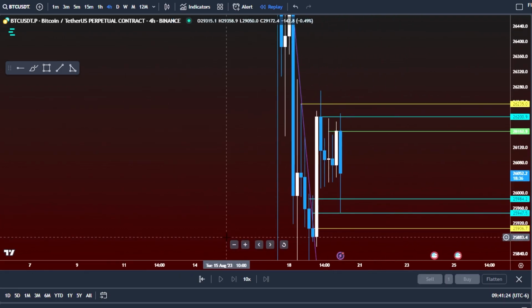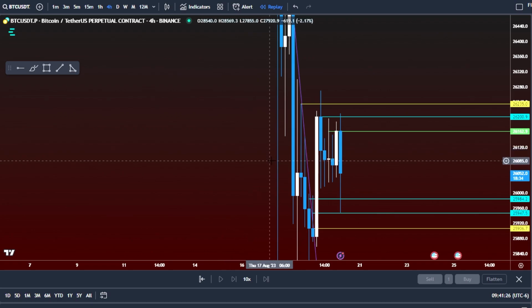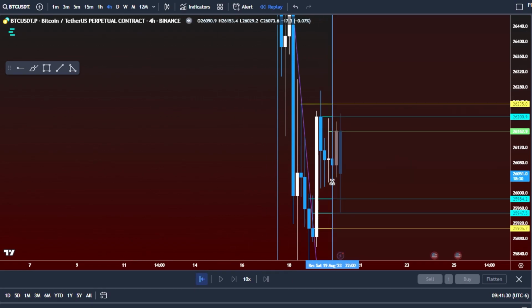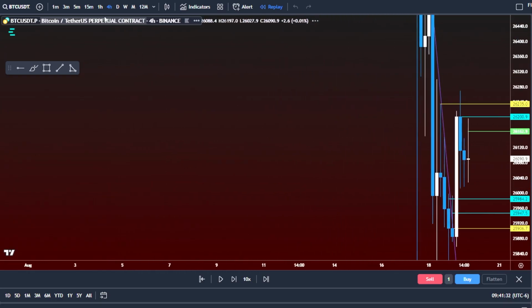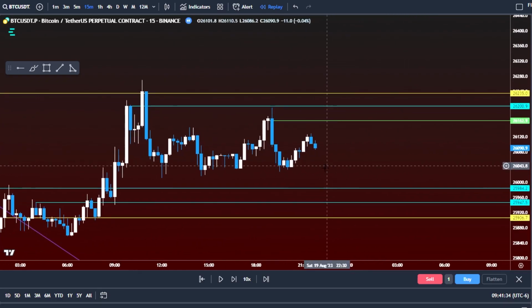Oops. Oh, shoot. I just killed the replay. I just went straight up. Damn it. Hold on. I hit the wrong button. I hit the fast forward all the way button, not the go through the trade one at a time button.